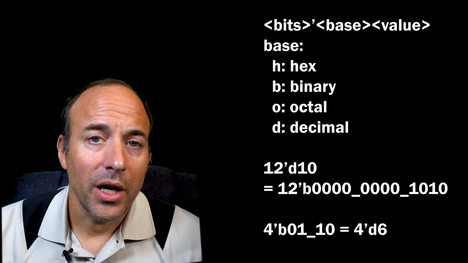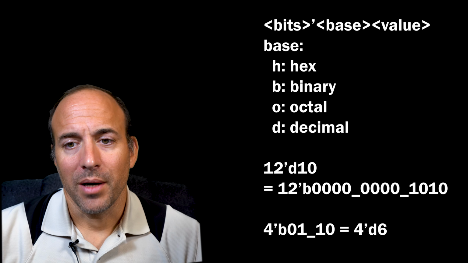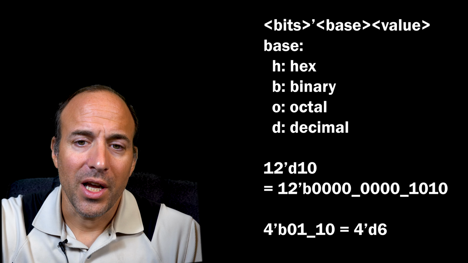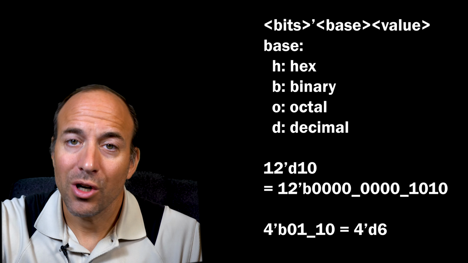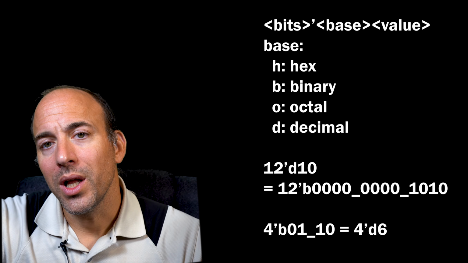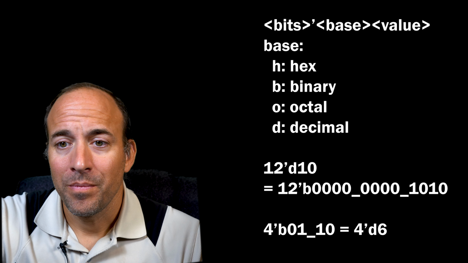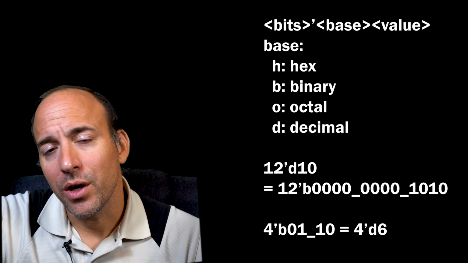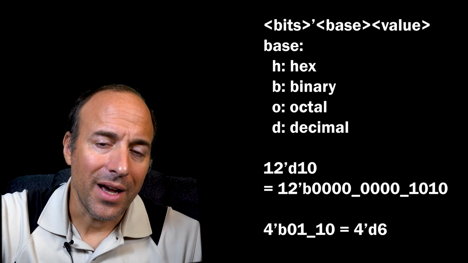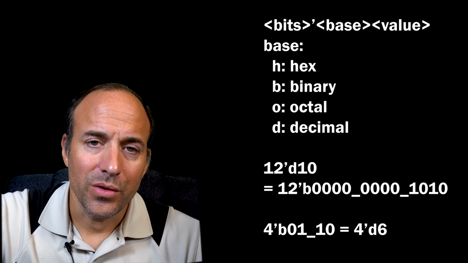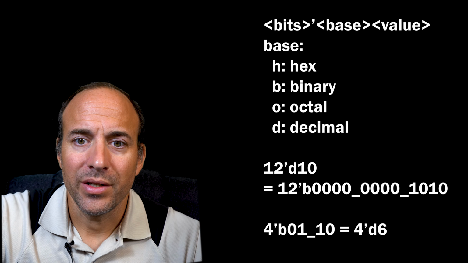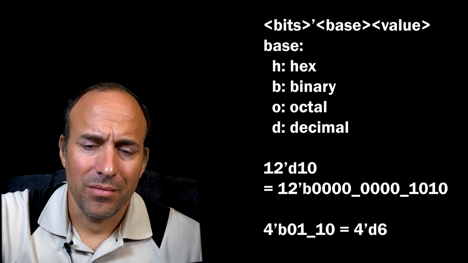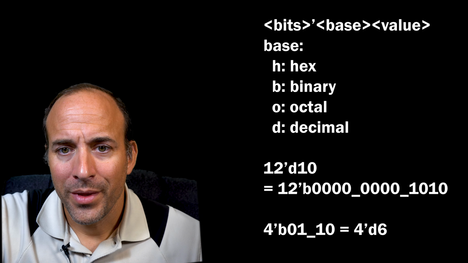You can also use underscores to separate different components of a constant number to improve readability. So for example, 4'B01_10 will encode the value of 6 in a 4-bit value, and the compiler ignores the underscore, but by having the underscore in there, it signals to the designer that this 4-bit number should be logically decomposed into two 2-bit fields.